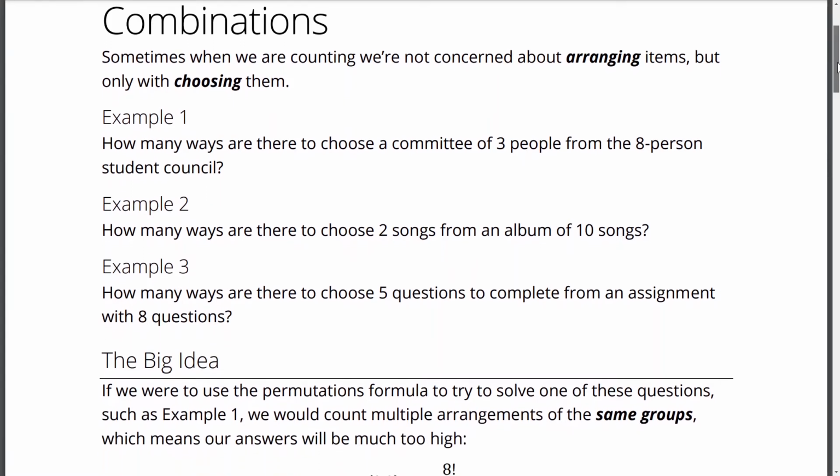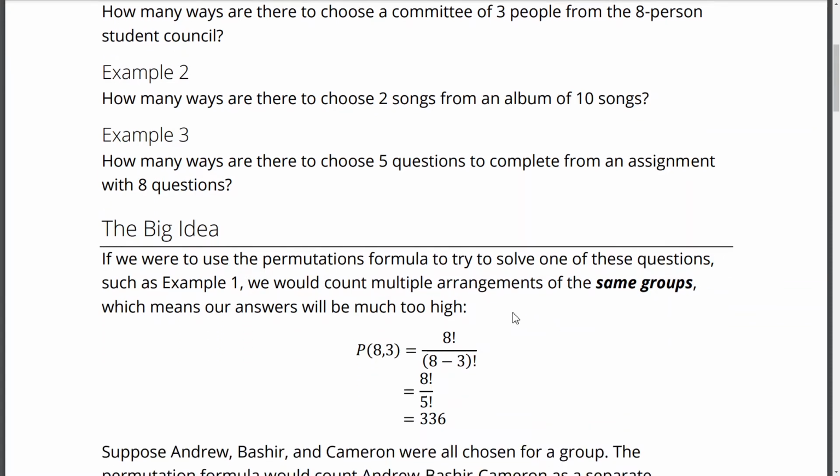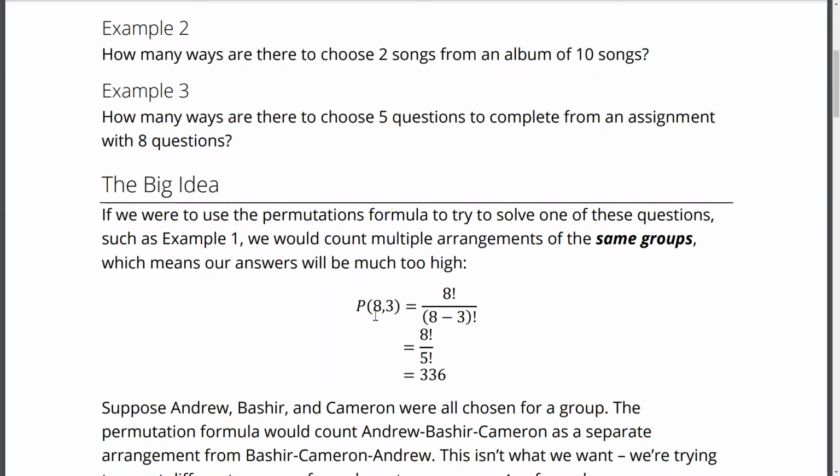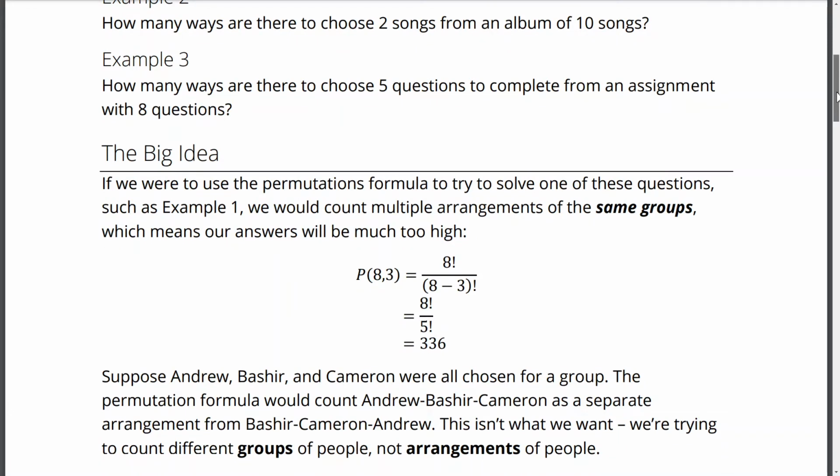So here's the big idea. If we were to use the permutations formula, we're going to end up with answers that are too big because we would count multiple arrangements of the same groups. So here's an example of, for that first question, we have 8 people and we're choosing 3 of them. Now this permutation formula would be to arrange 3 of them into a sequence, first, second, and third people. And that's 8 factorial over 8 minus 3 factorial, or that's 8 factorial over 5 factorial, 336. This is a very high number, too high for this situation.